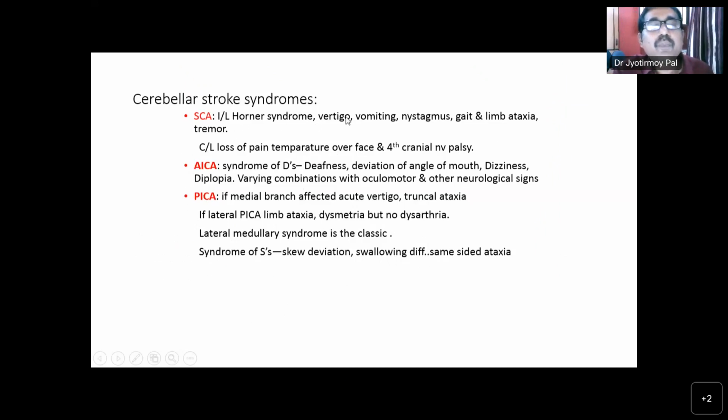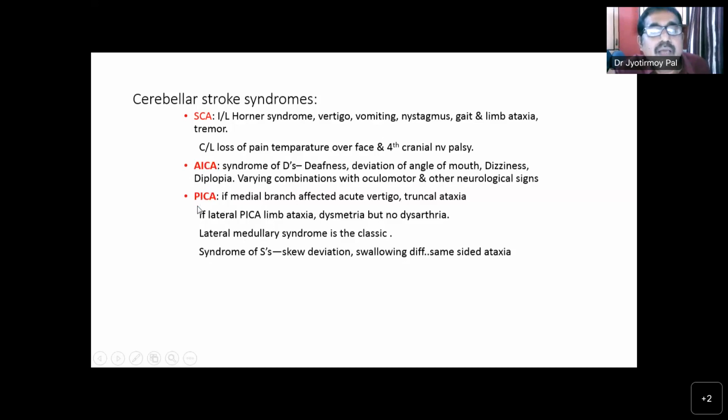There will be Horner syndrome because all these arteries supply the cerebellum along with the brainstem. So there will be a mixture of symptoms of the brainstem and cerebellum. Then the anterior inferior cerebellar artery: there will be more involvement of pontine symptoms along with the cerebellar syndrome. So there will be deafness, deviation of the angle of the mouth, seventh nerve involvement, dizziness, diplopia due to involvement of the sixth nerve and third, fourth, fifth, because it is the anterior inferior cerebellar artery.